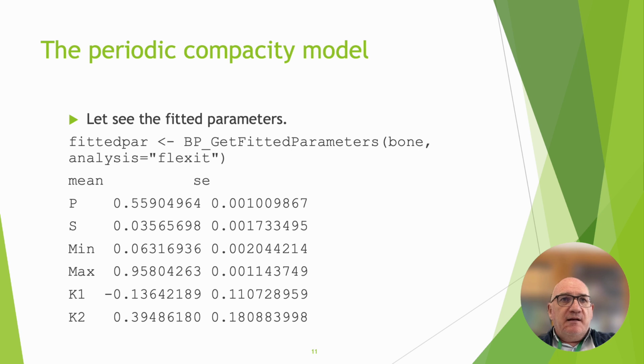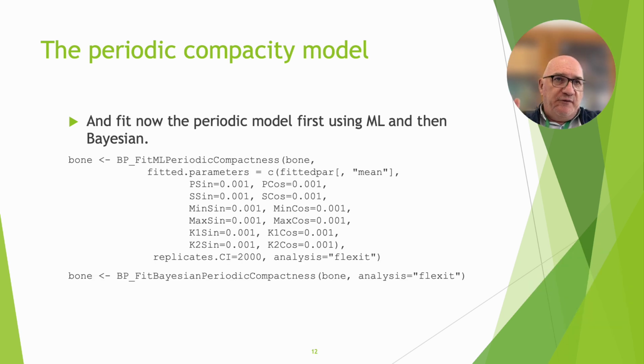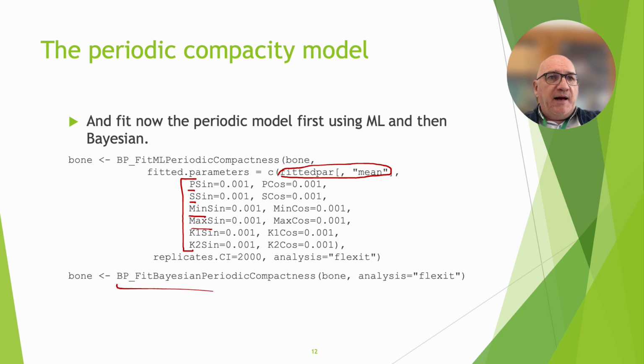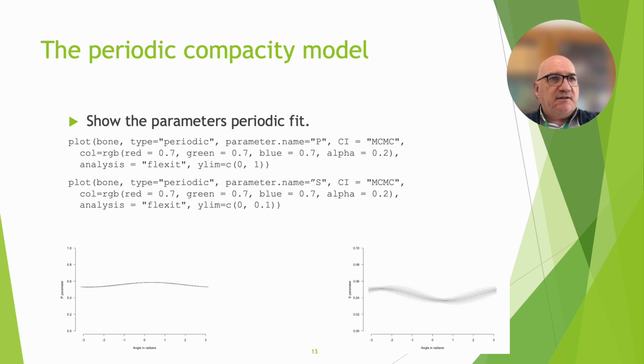This is the uncertainty for each of these parameters. Now we fit the periodic effect using first maximum likelihood and then Bayesian. We take the fitted parameters of the fixed non-periodic model, and we add these two new parameters, sin and cos, for each of the initial parameters of the fixed model. Then we fit a Bayesian version of this model, and we can see the results.